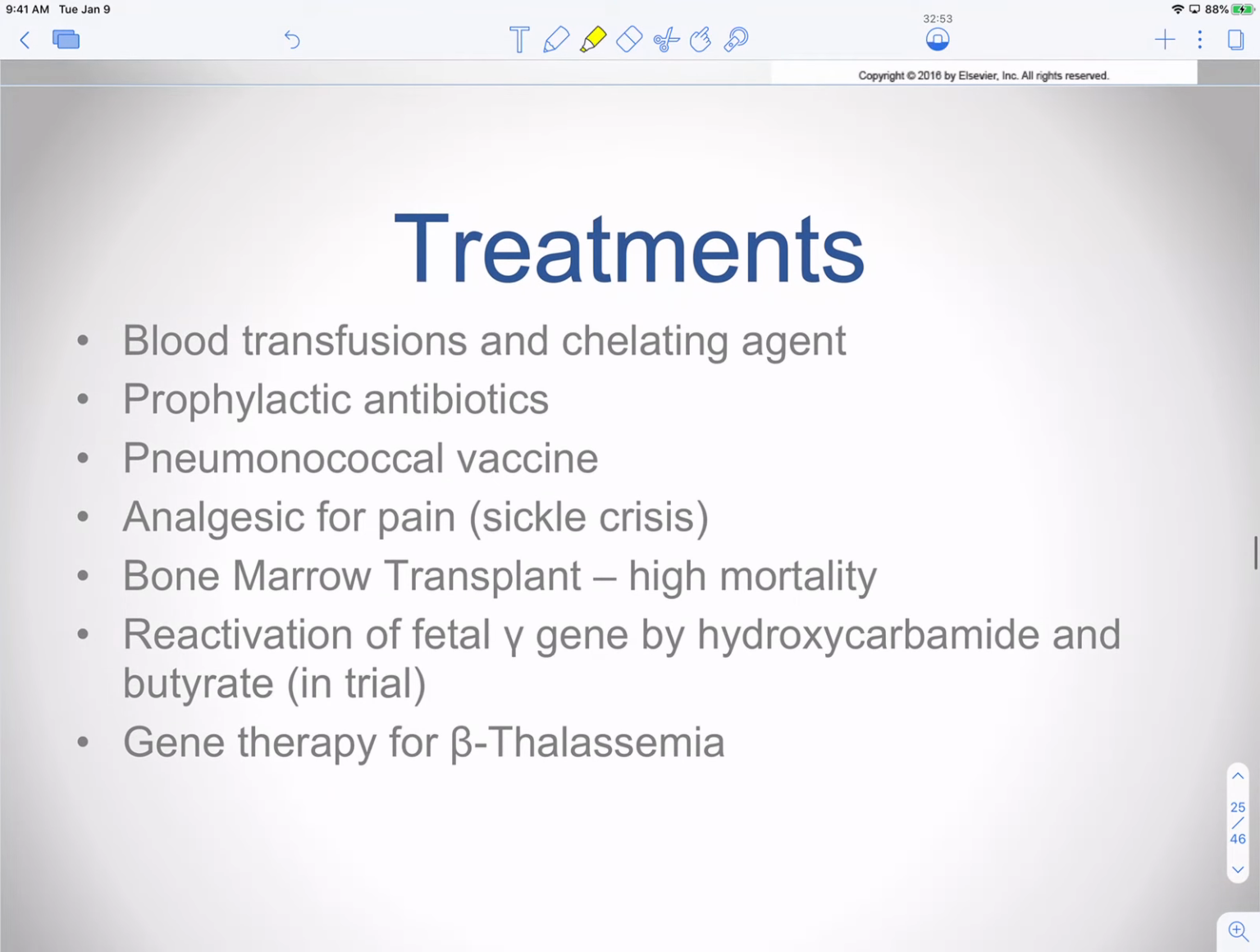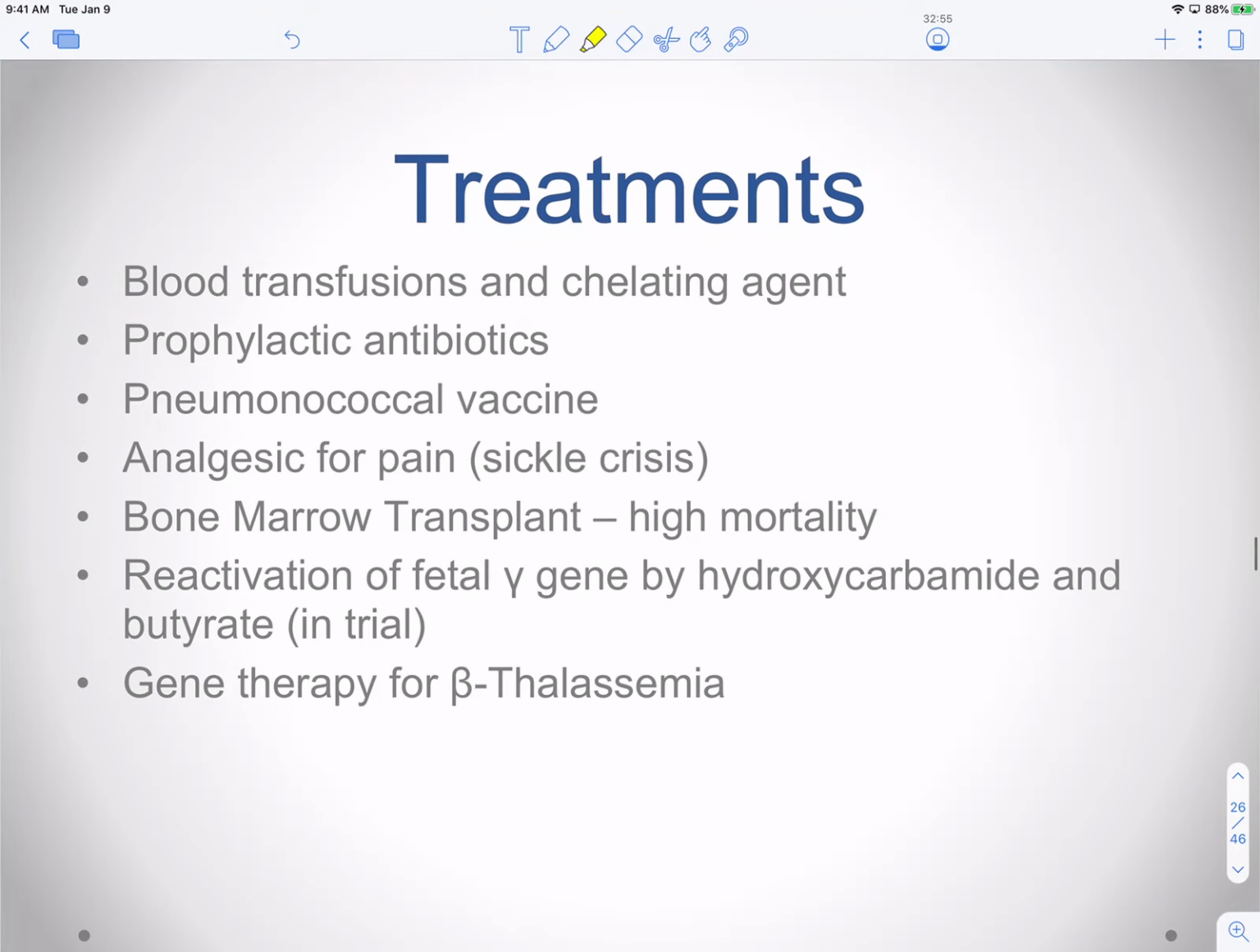Okay, so treatments for these types of diseases are going to be blood transfusions. You're going to also have chelating agents. Antibiotics are going to be used because, of course, you're going to have individuals more susceptible to bacteria. And so you kind of have them on pre-exposure prophylactic antibiotics.